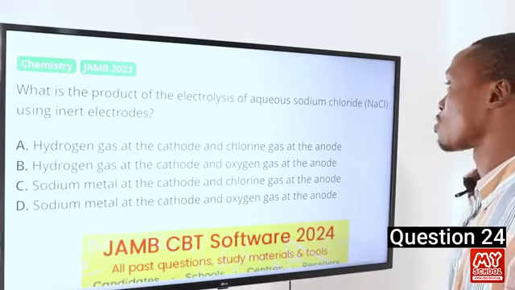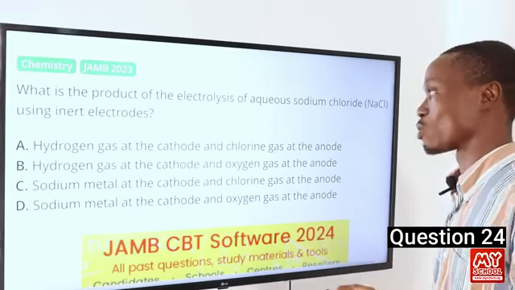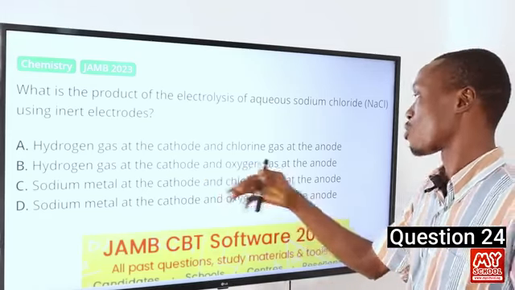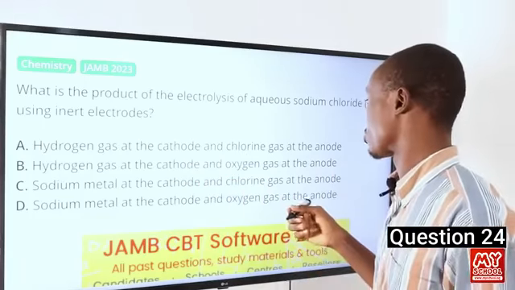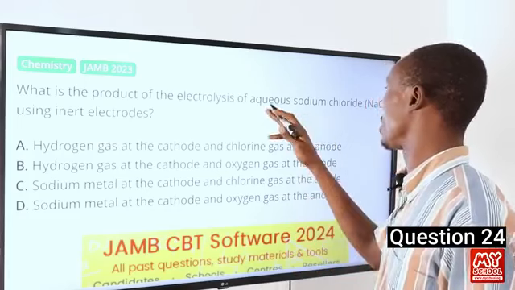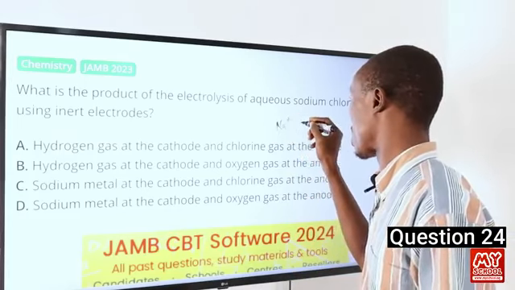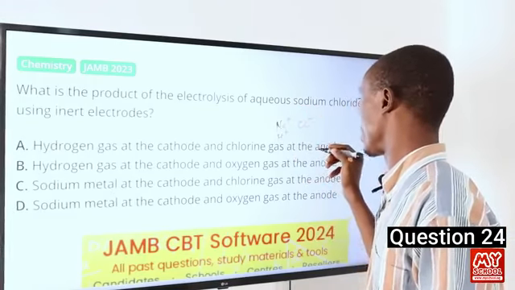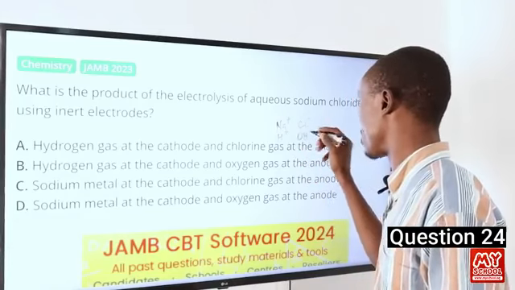The product of the electrolysis of aqueous sodium chloride using inert electrodes will be hydrogen gas at the cathode and oxygen at the anode. But let us illustrate this on the board. For your aqueous sodium chloride, these are the ions. We have sodium ion and chloride ion, then we also have hydrogen ion and hydroxide ion.